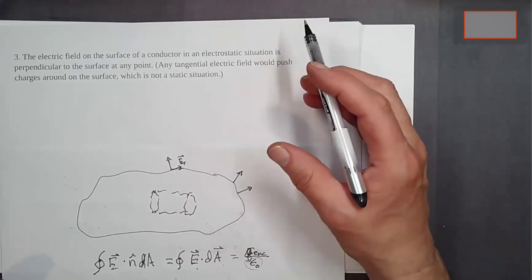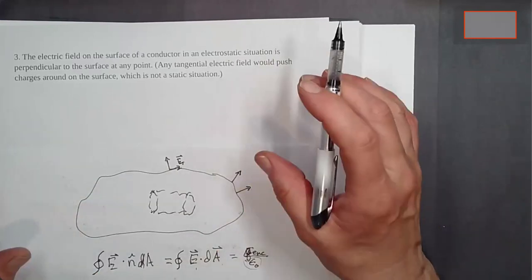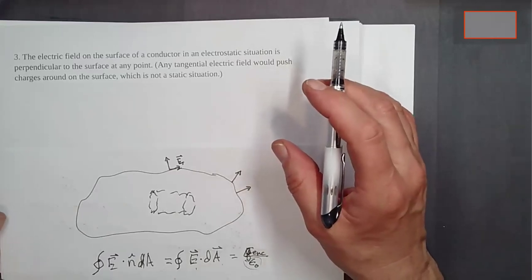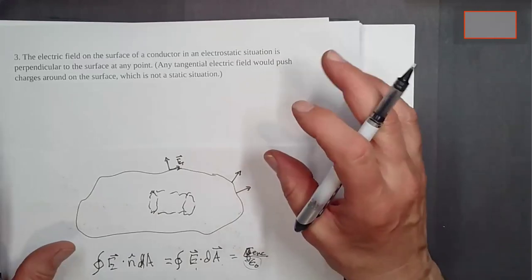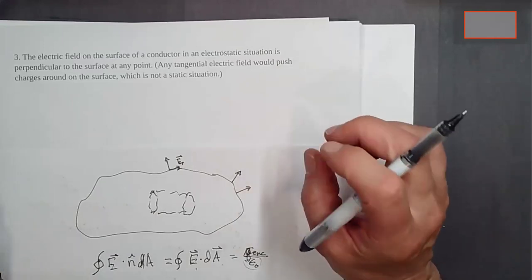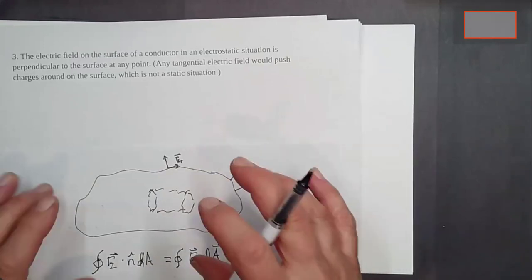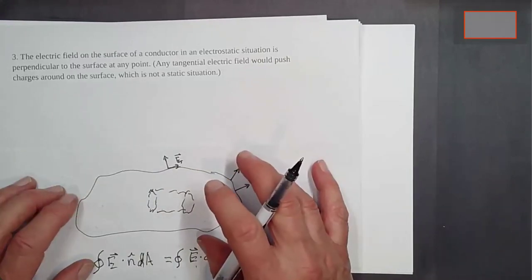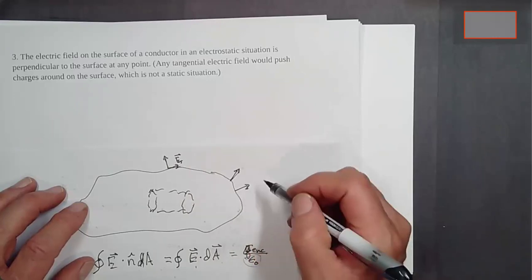When you first set the thing up, apply some charge to this maybe. For a brief instant, there will be tangential electric fields, but it doesn't take very long before the thing settles down. A really tiny fraction of a second, before it settles down and you're in a static situation. And once that's achieved, all of the electric fields are perpendicular to the surface.